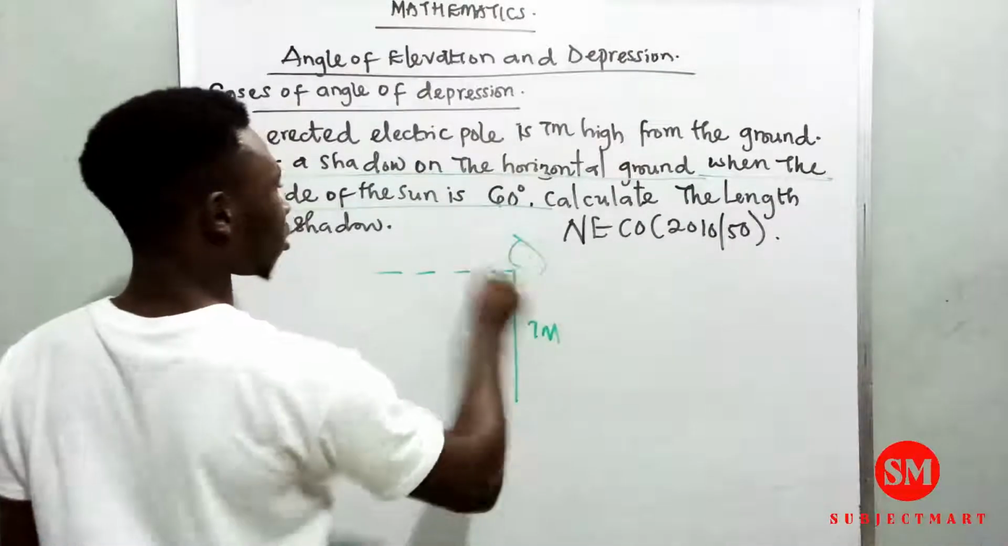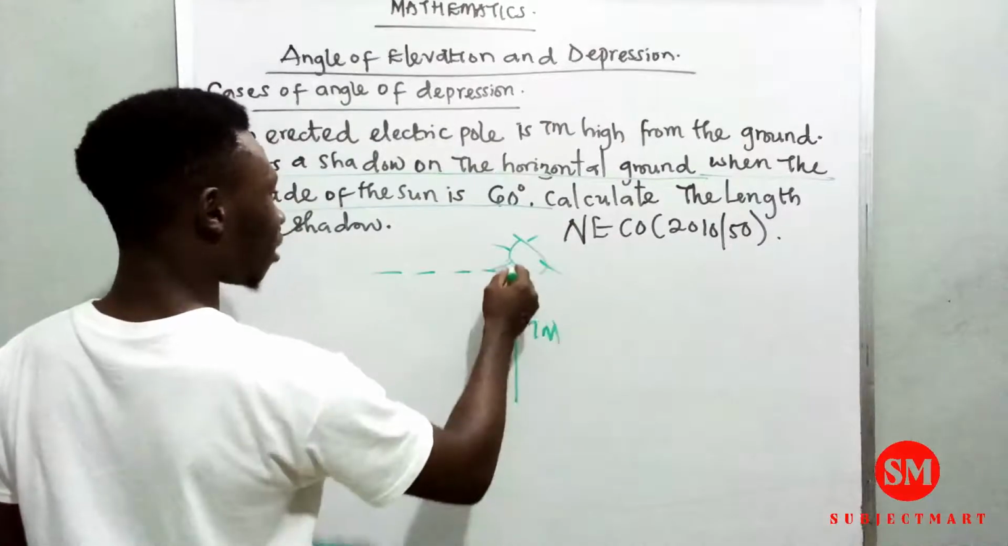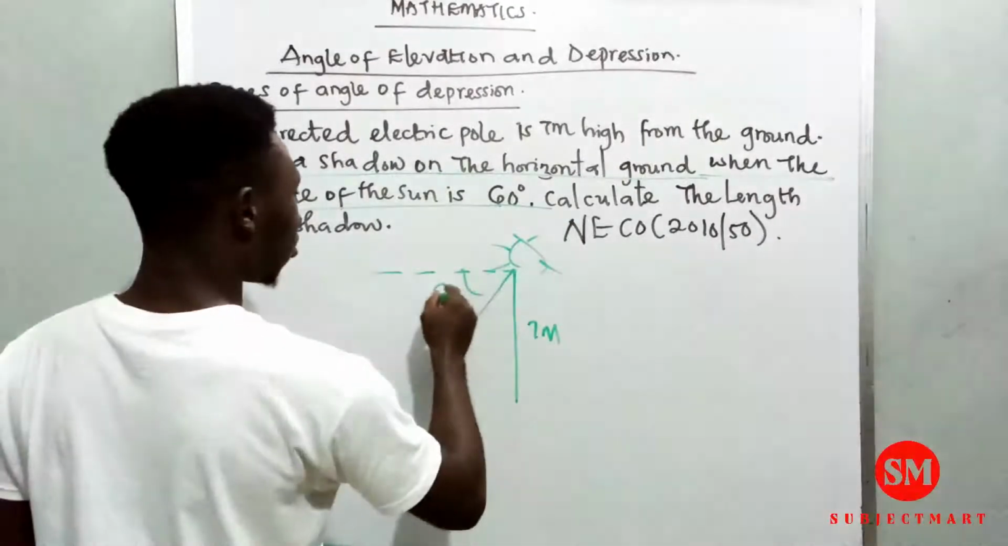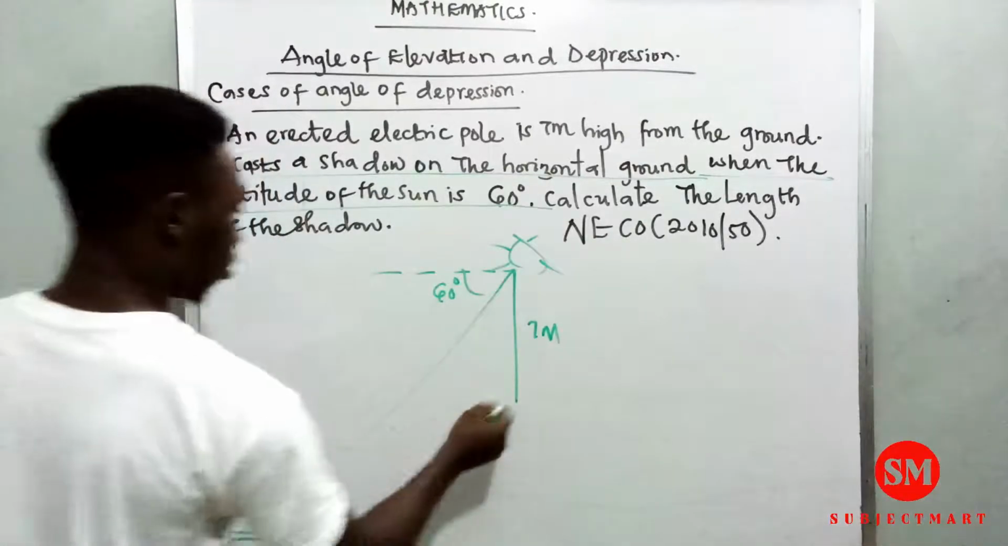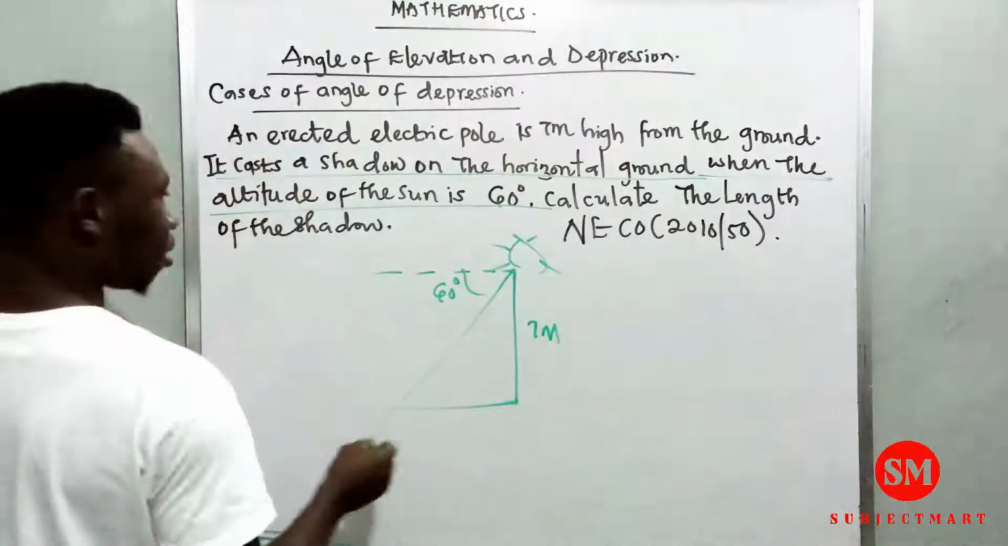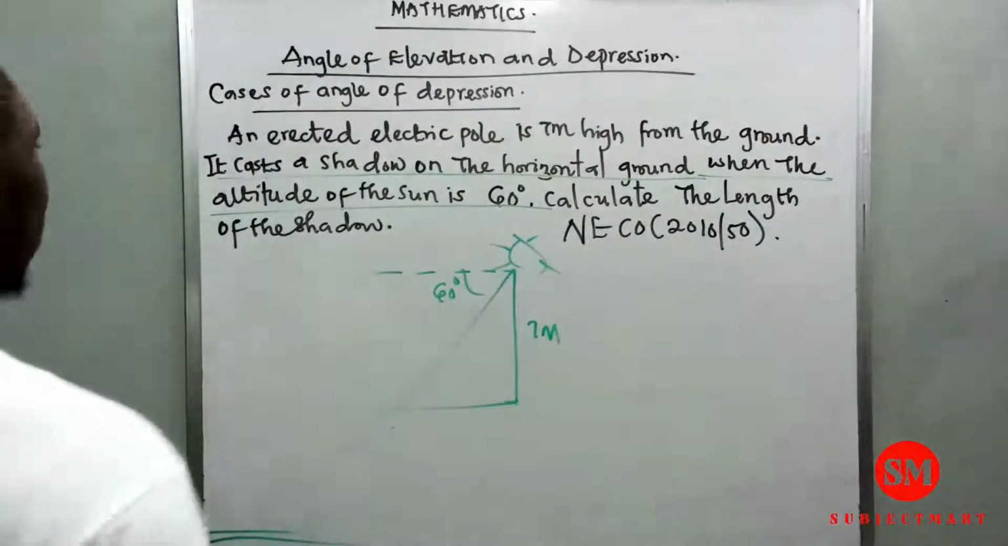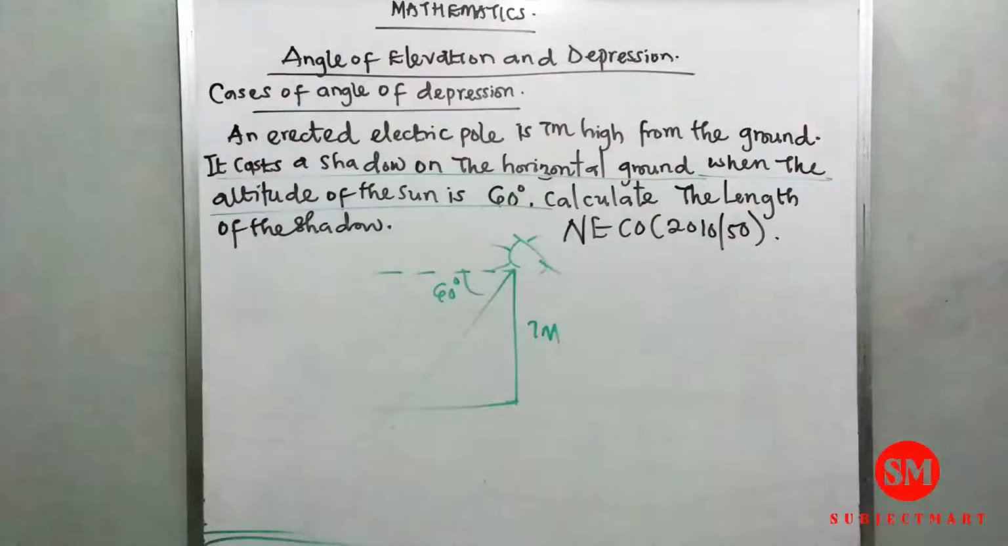So let's say the sun is shining from this side. When the altitude of the sun is 60 degrees, it casts a shadow to the ground. So what are we left with here? They say to calculate the length of the shadow.